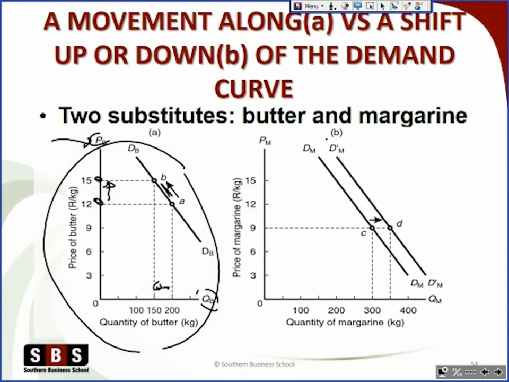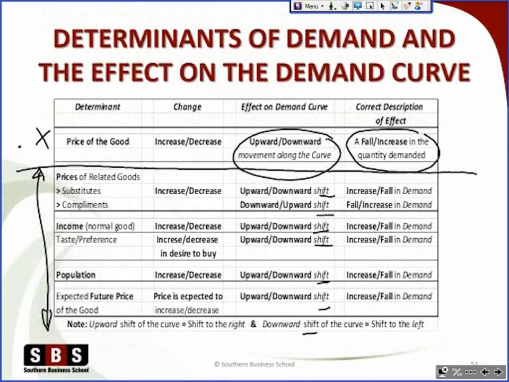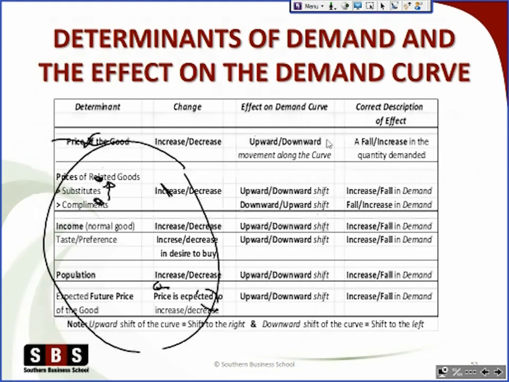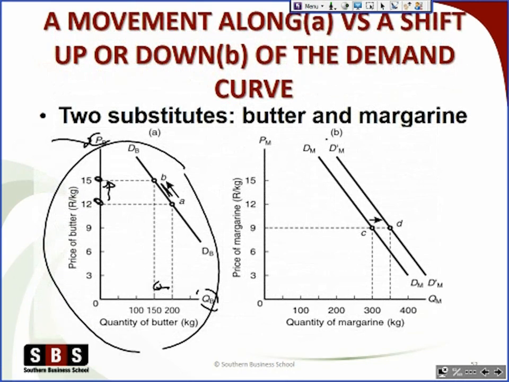Whereas a shift of the whole curve is caused by all these other determinants that we had here. All of these cause a shift of the curve. It tells you there, just go and work through it. There's shift, shift, shift, shift, and there's a movement along the curve. So if you're asked to explain graphically how a shift of the demand curve looks, you draw the same diagram with price here and quantity there, but then obviously your curve shifts out. There's no movement on the curve, it's a shift out.